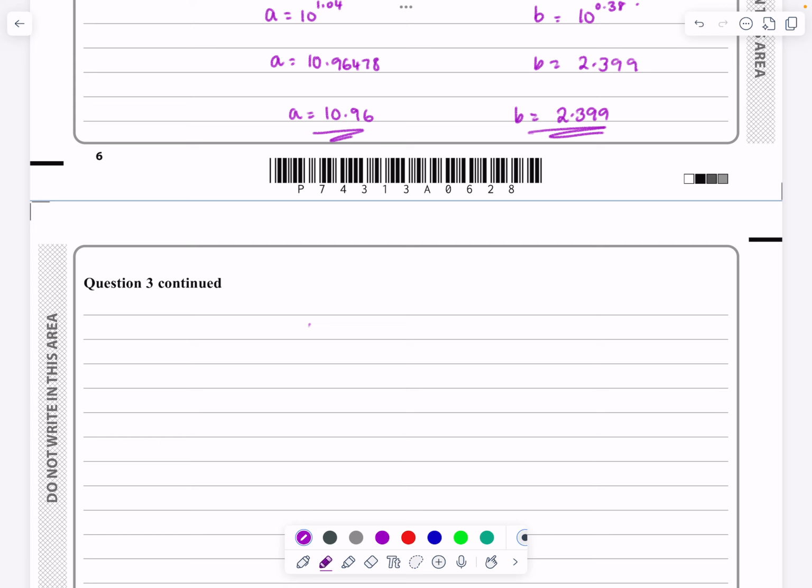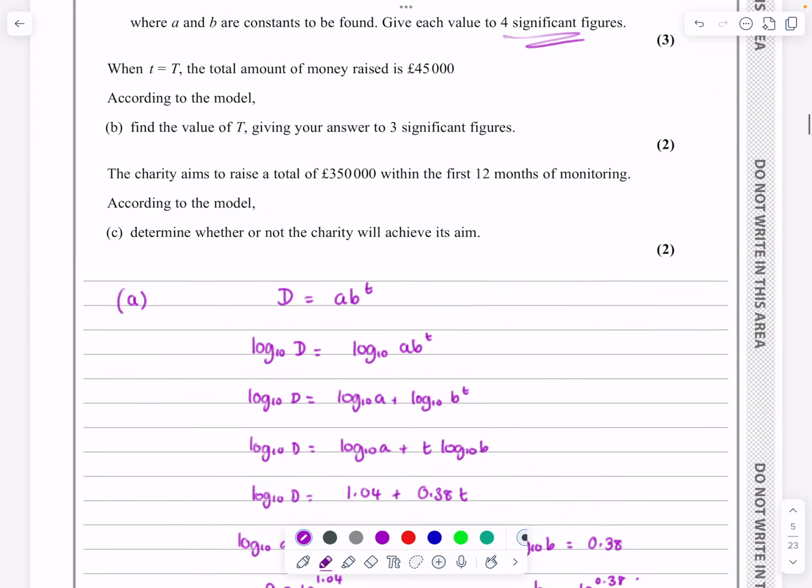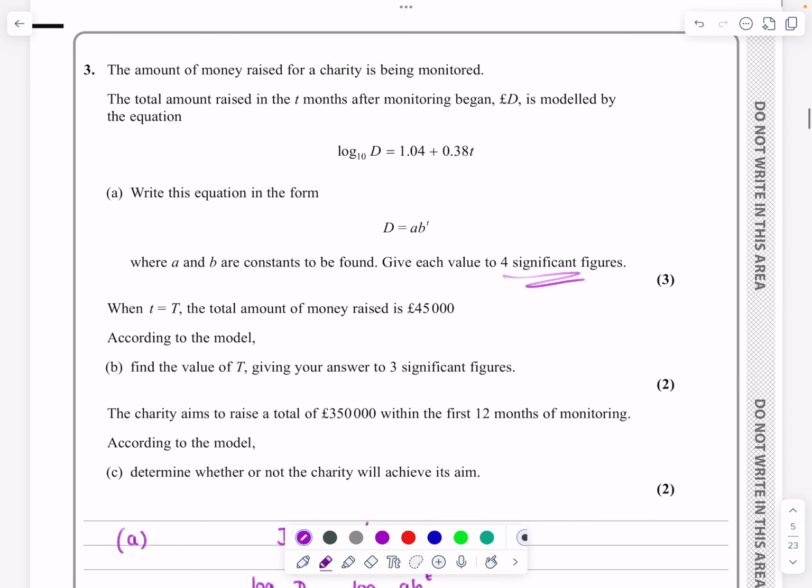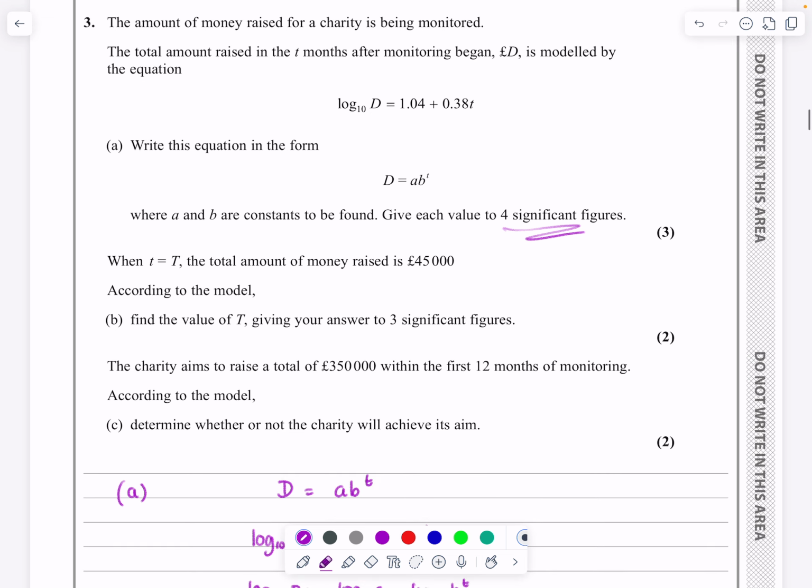So yeah, that's part A done. Maybe just tidy it up to actually write it down in the right format. 10.96, 2.399 to the power T. Okay, so can we write this in that format? Yeah, we've been able to do that. What does part B say then? So part B says, when T is equal to T, the total amount of money is 45,000. Can we find T? So D is going to be equal to 45,000.